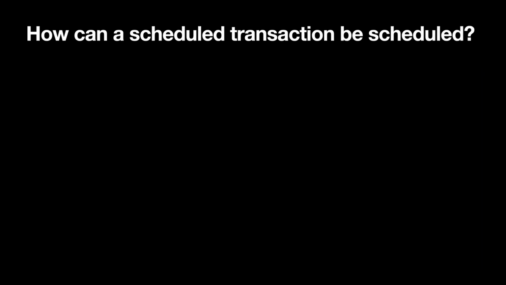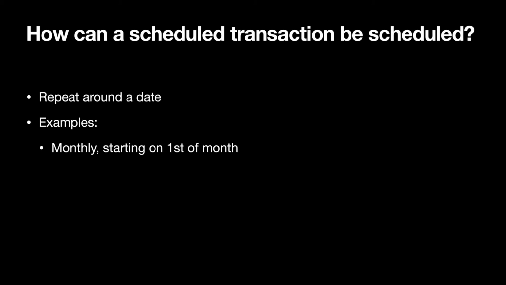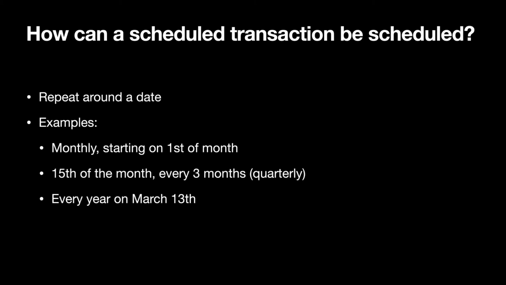All right. So let's talk about different ways that you can schedule a transaction. All of our scheduled transactions repeat around at least one date. So for example, you could have a scheduled transaction set up monthly for the first of the month. You could have one that's on the 15th of the month, or every 3 months. You could have one that repeats on March 13th every year. You could have one that's set up to repeat around the 1st and the 15th of the month.